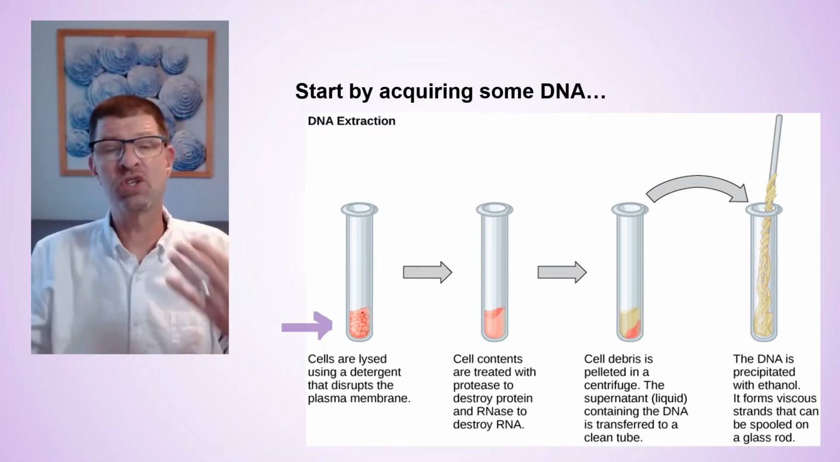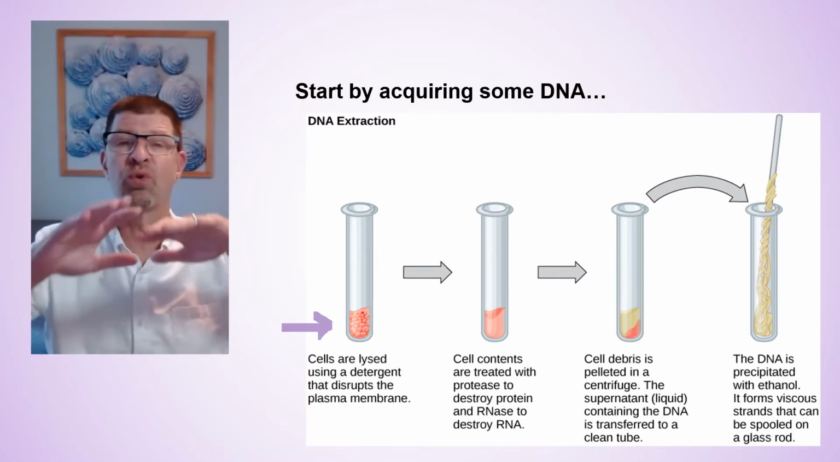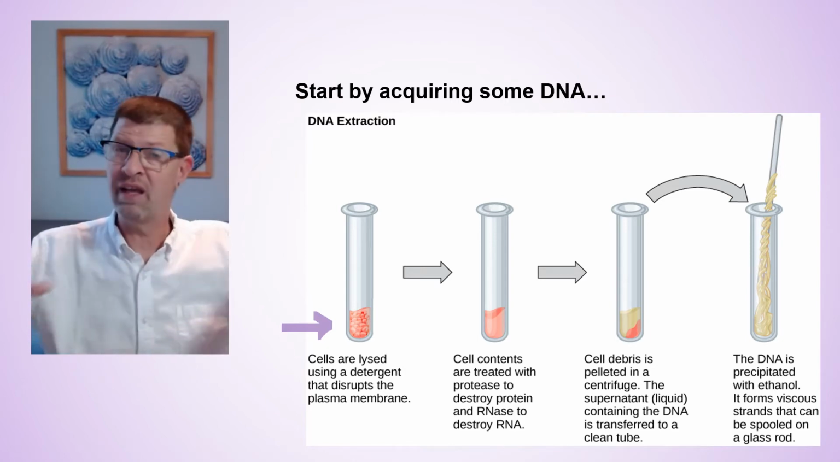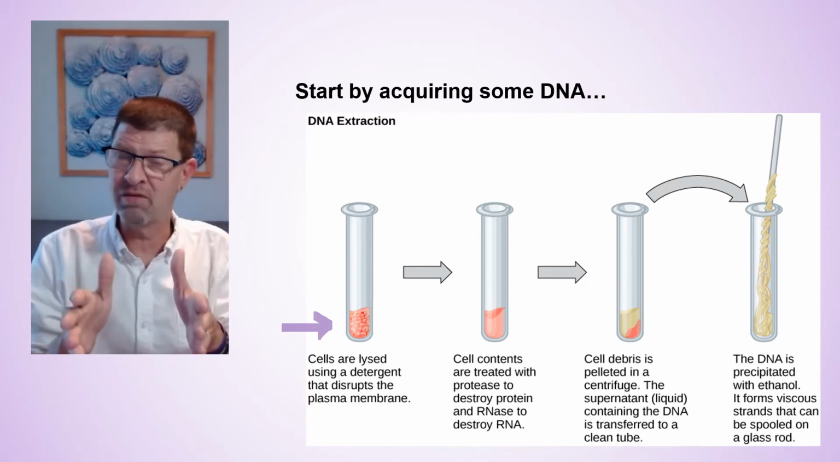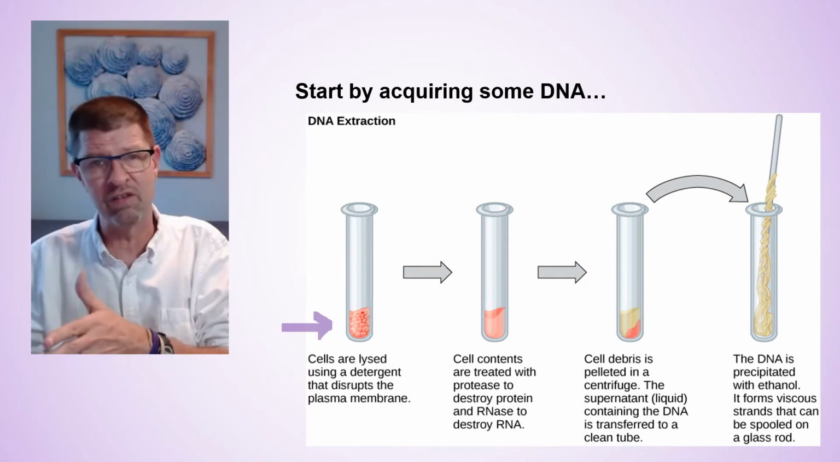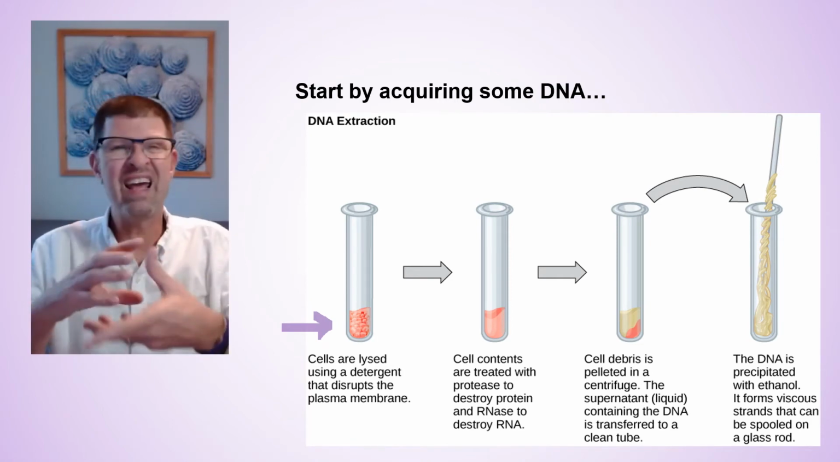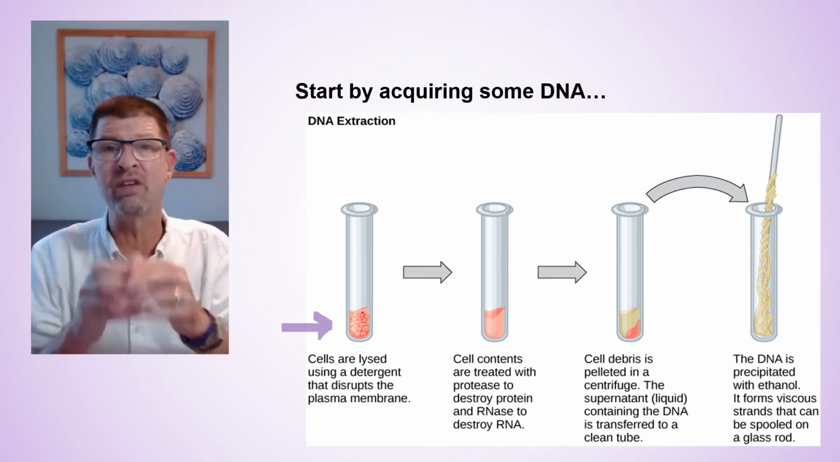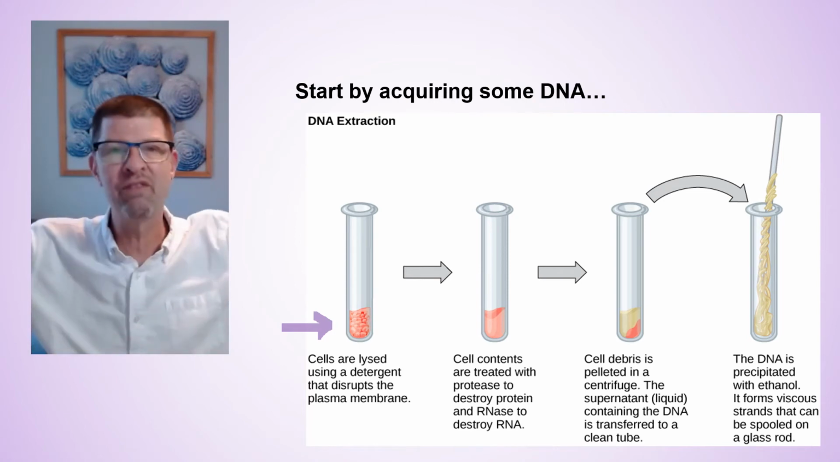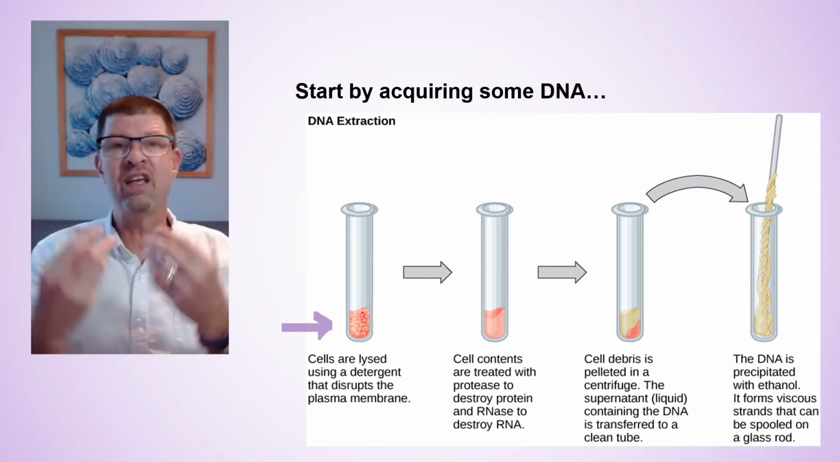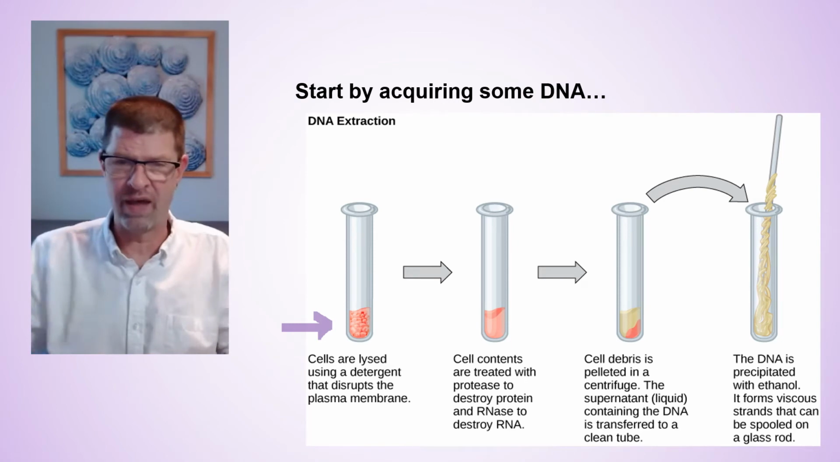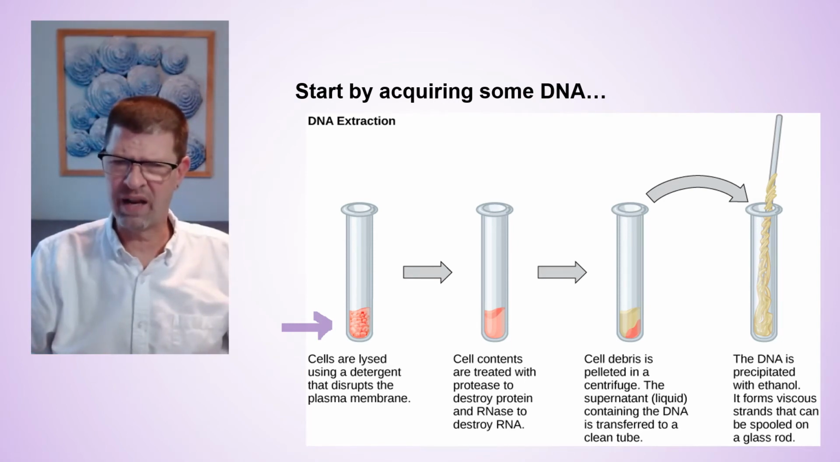Then we're going to treat them with something that destroys proteins. DNA is not protein, right? So it's not going to be destroyed by whatever this is. But DNA is all held together in the nucleus by proteins. So we need to get rid of the proteins so that the DNA can be separated from all that. And that's what we're looking at here. We're using something called protease, which is an enzyme that breaks down protein.